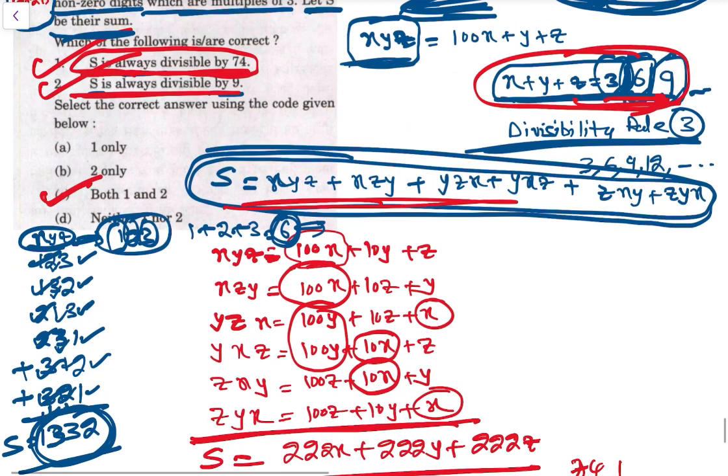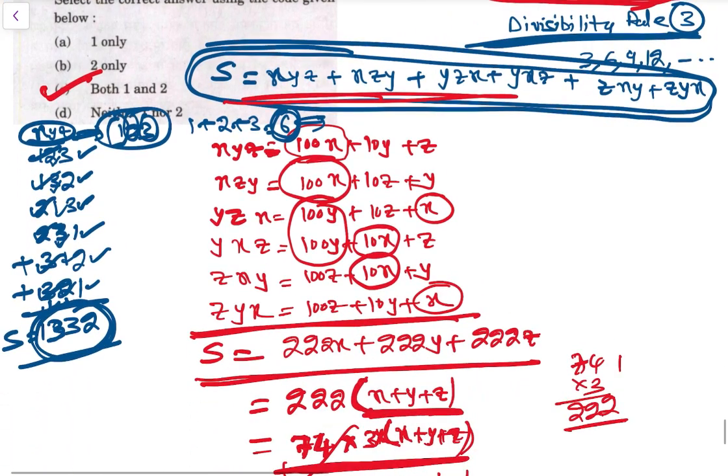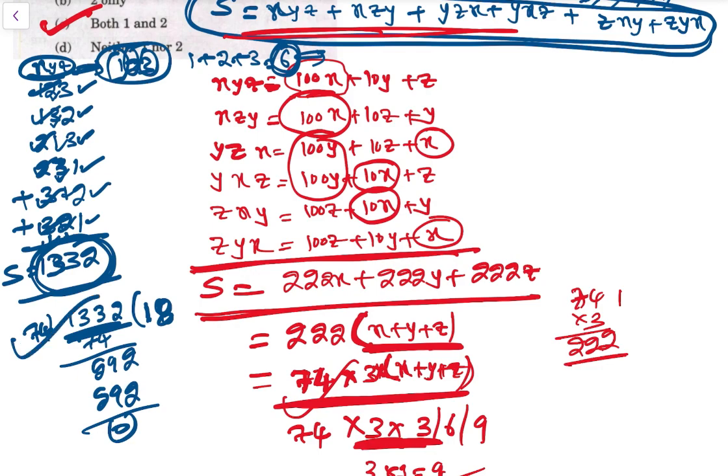सो क्वेश्चन इज s इज ऑलवेज डिविजिबल बाई 74. सो 74 करो, 1332 डिवाइडेड बाई 74. सो 74 ones are 74. सो माइनस किया तो 952, सो 592. देन 74 into 8 is 74 8s are 592. so that is 0. ठीक है, so 1332 is divisible by 74.